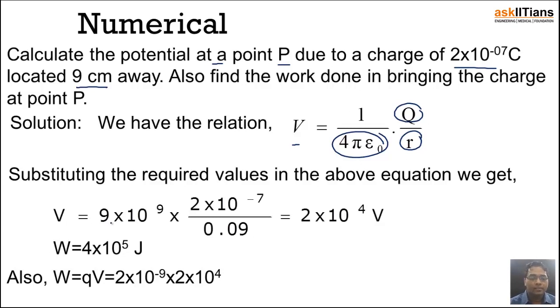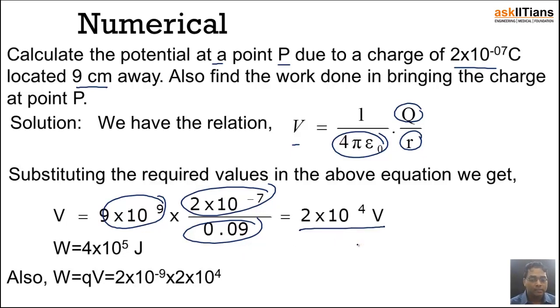You know that 1 over 4 pi epsilon naught is nothing but 9 into 10 raised to the power 9. Charge is given as 2 into 10 raised to the power minus 7. The distance is given as 9 centimeters, so it comes out to be 0.09. Putting it all together gives you very simply this. So 2 into 10 raised to the power 4 volts it is.